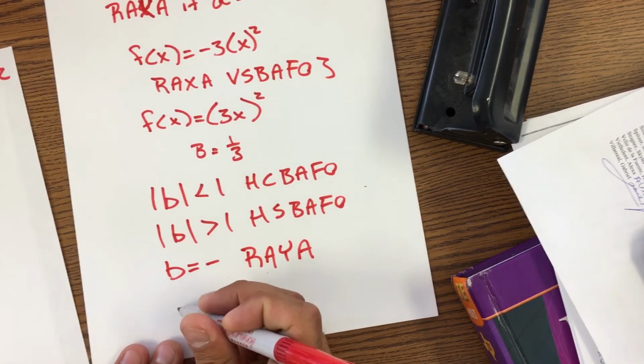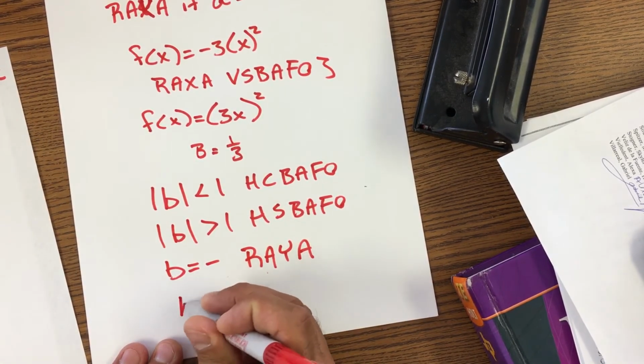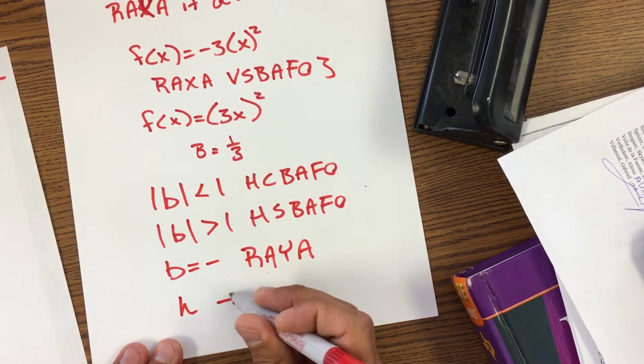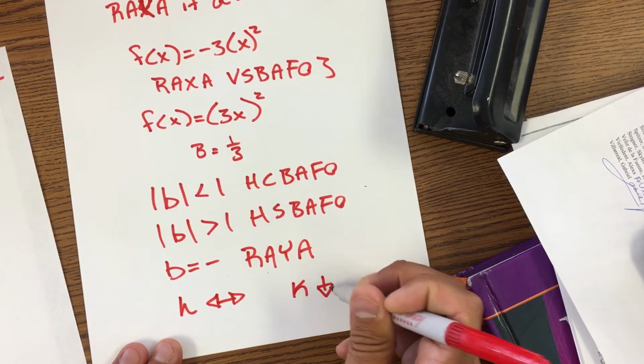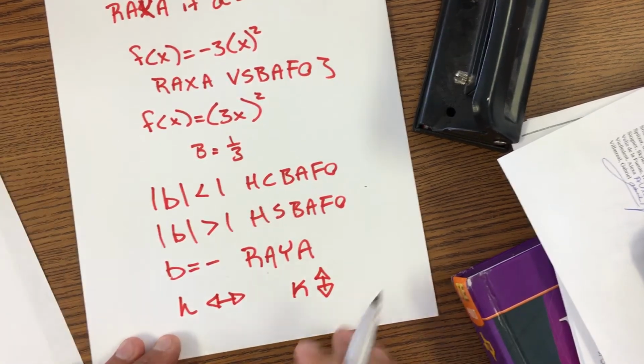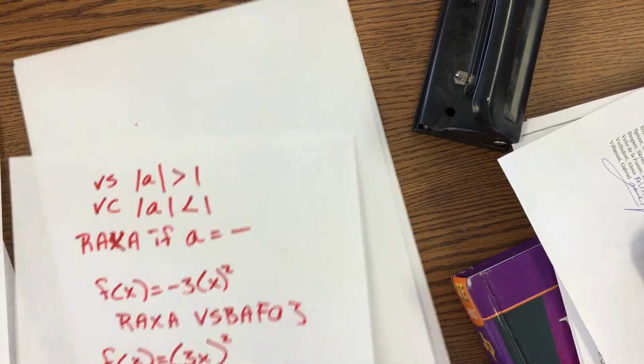Now, h moves me to the left or to the right, and k moves me up and down. So let's do an example.